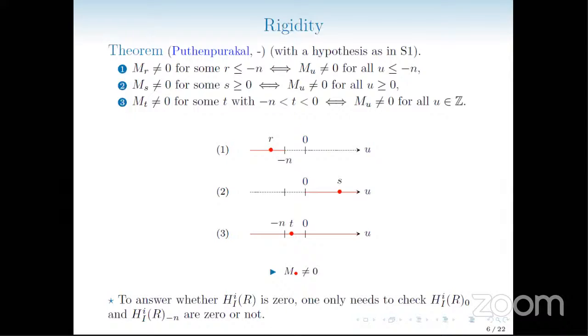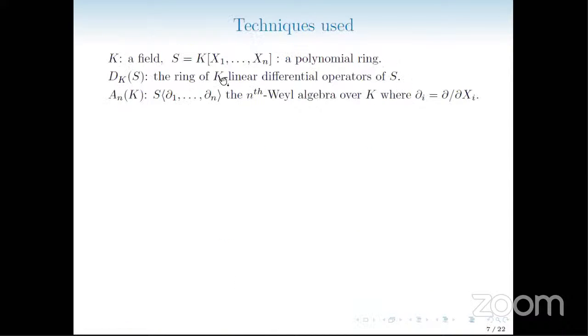Now let me move to the techniques we have used, and that will help me to outline some proofs of some of these results. Let S be a polynomial ring over a field K. D denotes the K-linear differential operators on S, and A_n(K) denotes the nth Weyl algebra over K, where this ∂_i is the partial derivative with respect to x_i.